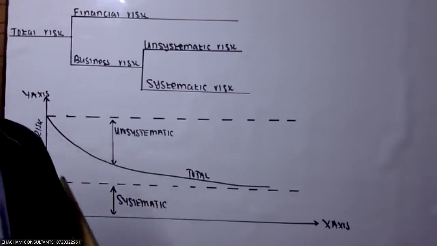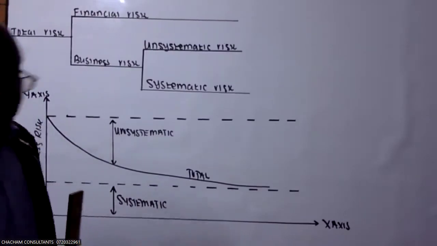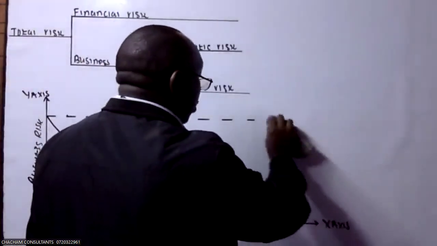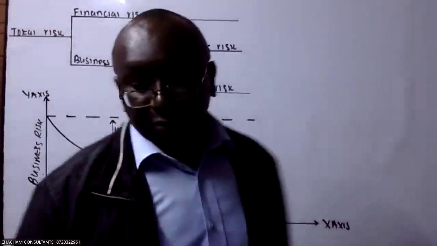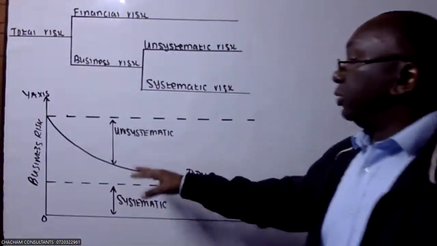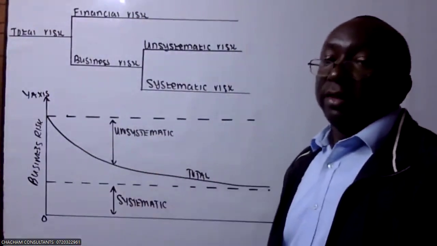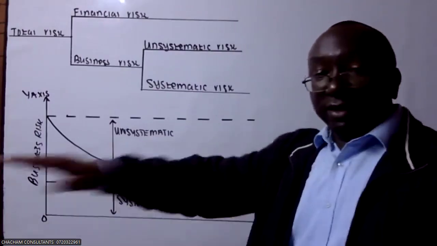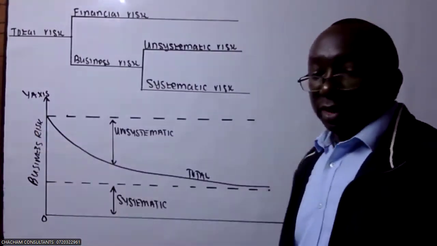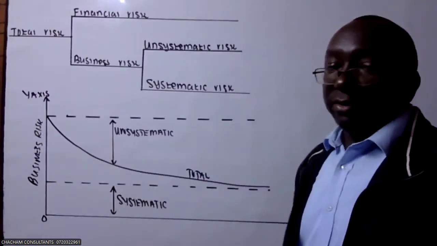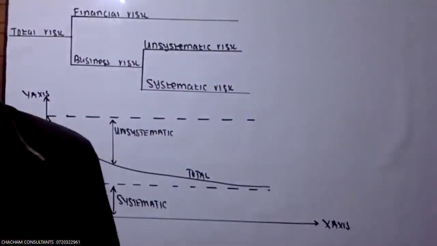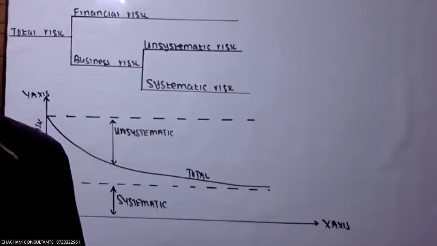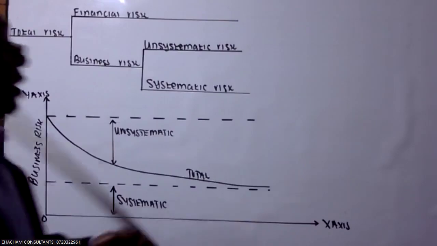Now, unsystematic, those are your problems as a business, your own internal problems, and those ones you can remove. You can diversify. But the systematic affects everyone, it affects the entire system. So it is not only you, and there is nothing you can do about it. So those are the risks that we have.